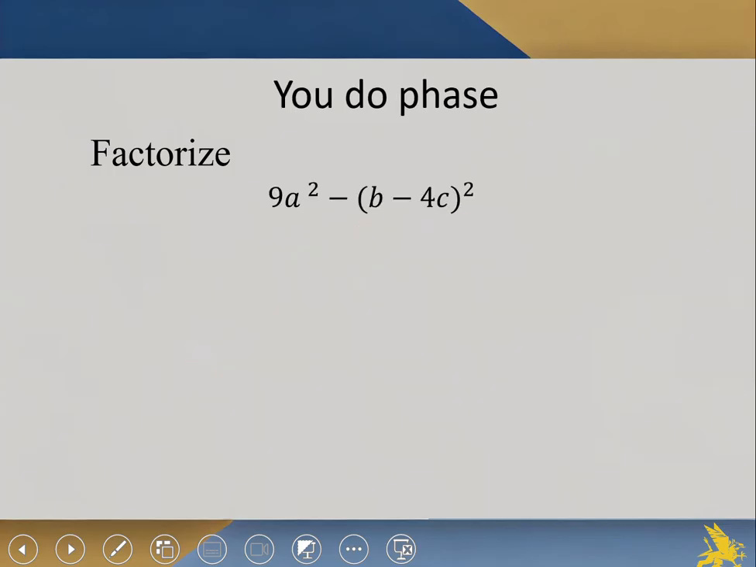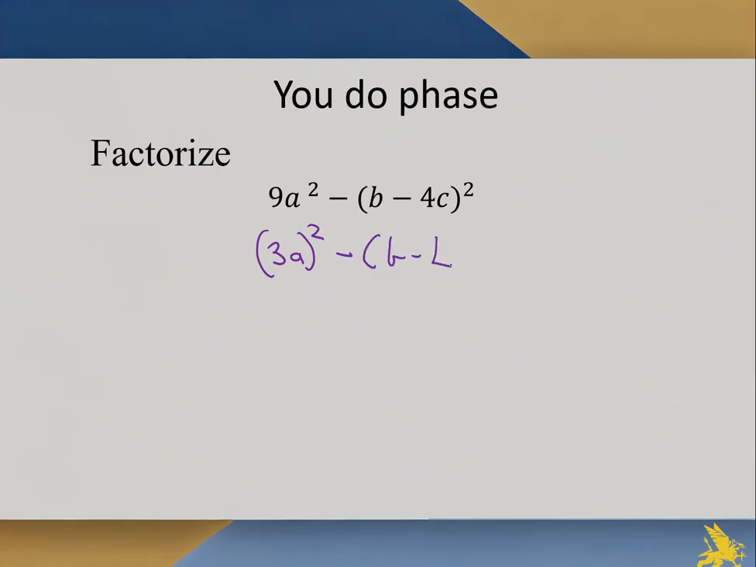Again, this is a very similar question. Pause the video, have a go yourself, but I'm going to just rewrite it now using the difference of two squares rule. So that means that 9 will turn into 3, and I've got 3a squared, and then I've got b take away 4c in my bracket squared.